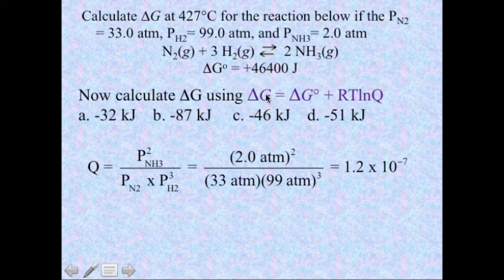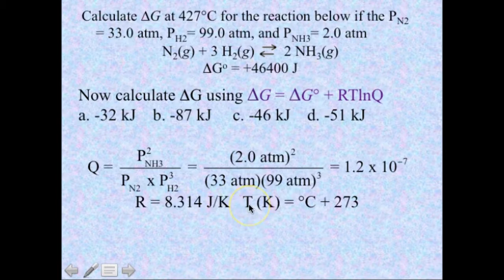It would help probably if we gave you R. R is 8.314 joules per Kelvin, and the absolute temperature in Kelvin is degrees Celsius plus 273. And you already calculated delta G0 from the last question, 46,400 joules. So turn your playback off, see if you can calculate it.